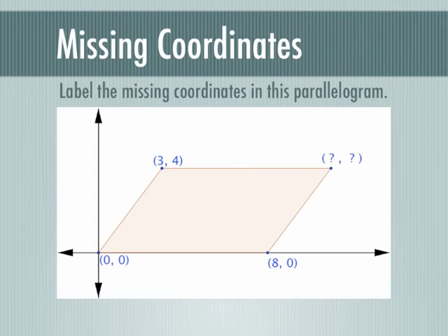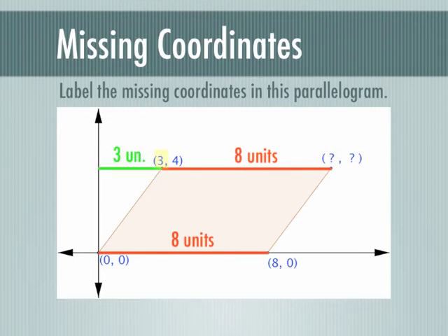Let's try another one. Here we have a parallelogram on an XY coordinate plane, and we have the missing coordinates there. Well, since opposite sides are congruent, if this is 8 units long, and I know it's 8 based on the coordinates of that rightmost point, I know that this length is also 8 units long. Now, from that little point 3, 4, I know that this distance is 3 units. And so therefore, 3 units and 8 units together make 11 units in the x direction.